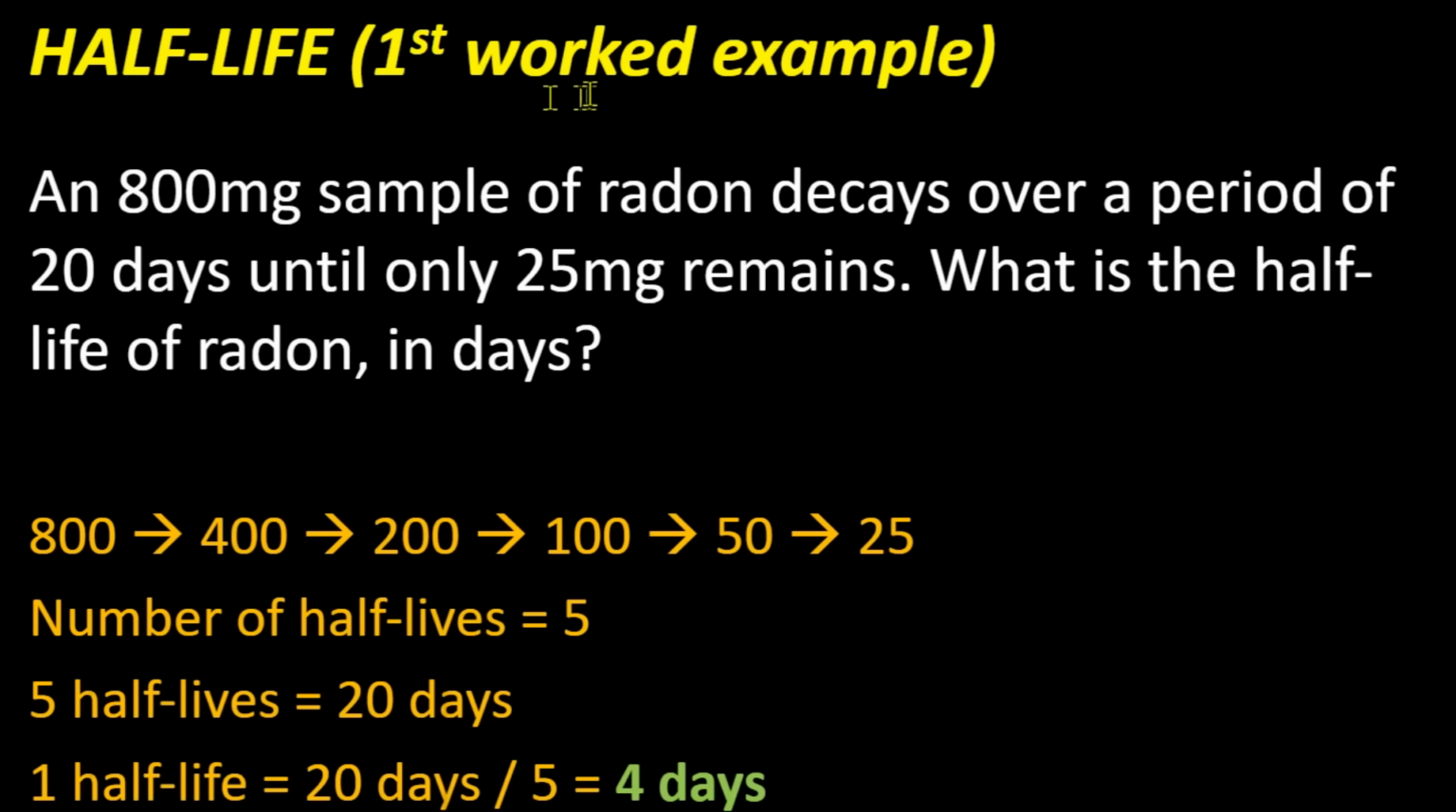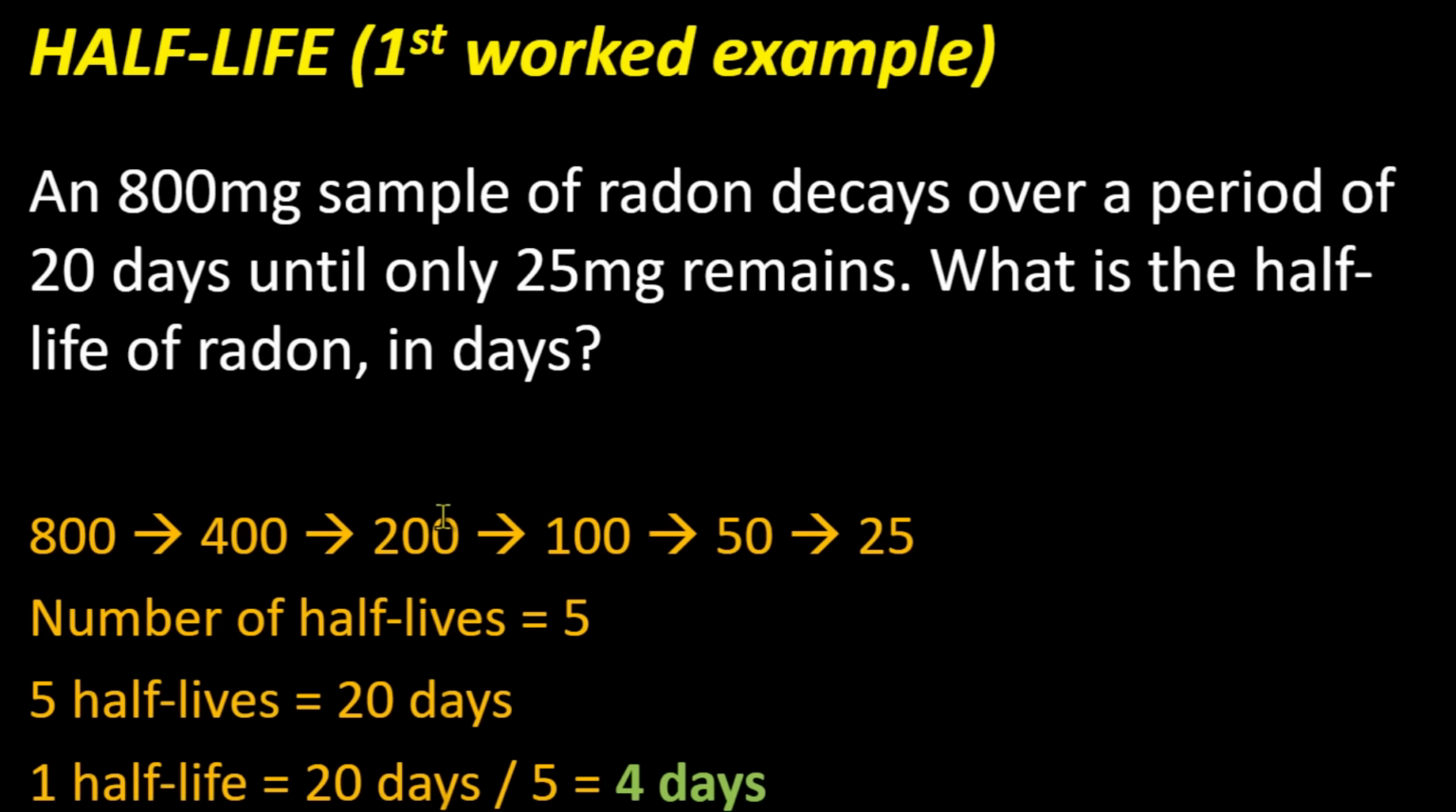Here we have the first worked example. An 800 milligram sample of radon decays over a period of 20 days until only 25 milligrams remains. So we went from 800 milligrams to 25 milligrams in 20 days. What is the half-life of radon in days? So what we have to do is start with how much mass we had at first, which is 800. After our first half-life, depicted by this arrow, there will be 400, half of 800. After the second half-life, there will be 200, then 100, then 50, then 25.